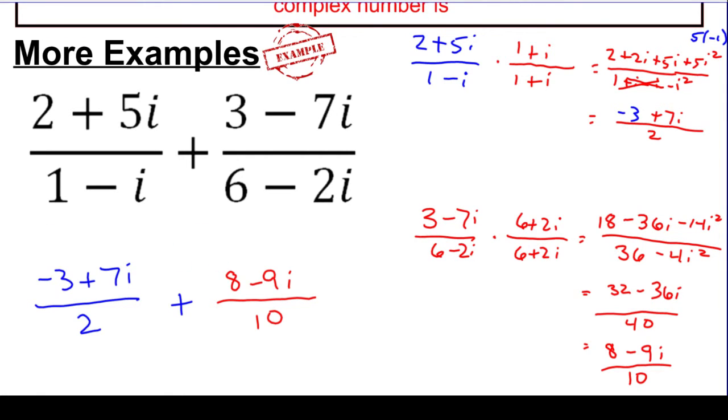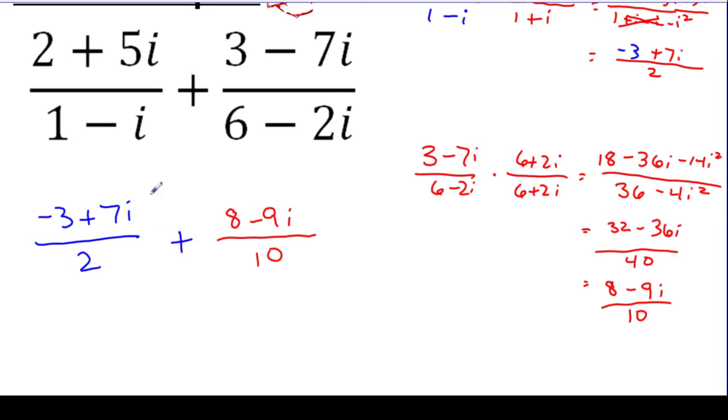I did all that work. Let's do the last step. I need to add together two fractions. If I'm going to add together two fractions, they need to have a common denominator. 2 and 10 are not common denominators, which means I need to go to this first one and multiply the top and the bottom by 5. I'm going to do that because 2 times 5 will make this one turn into a 10. So the bottom of my fraction now is 10.